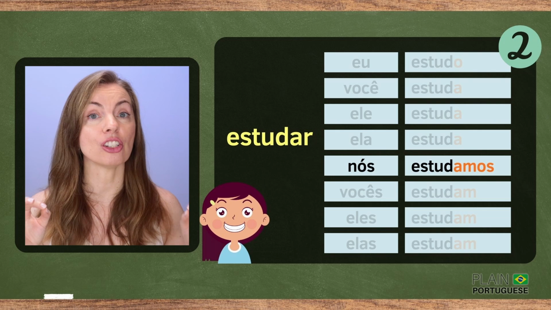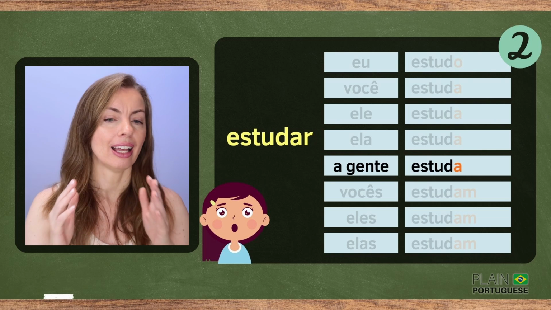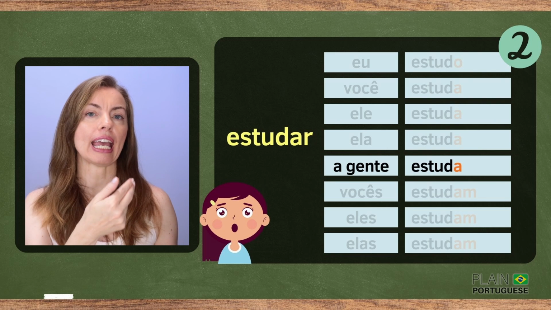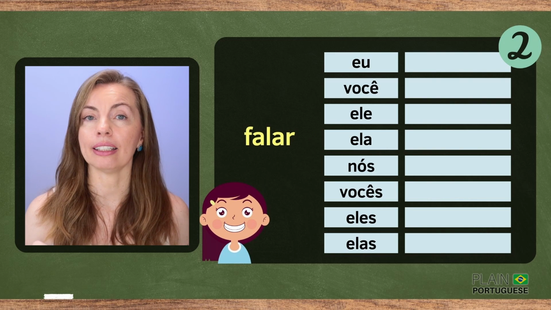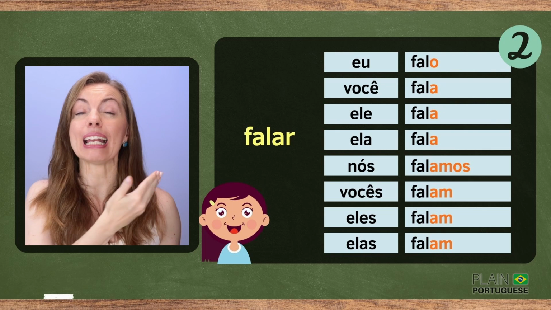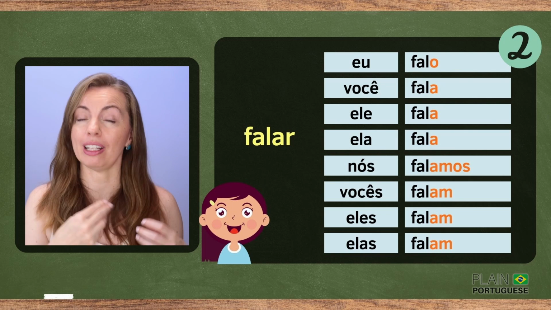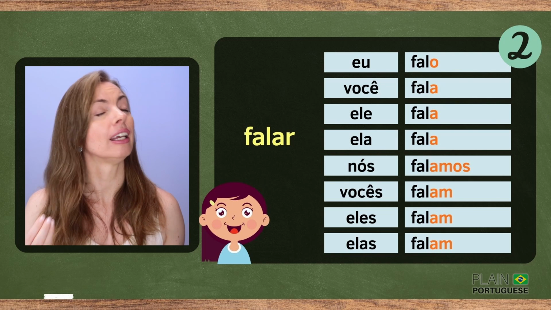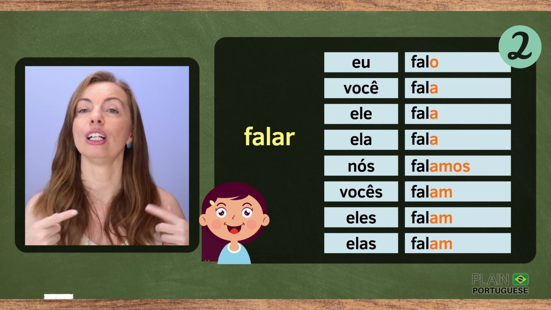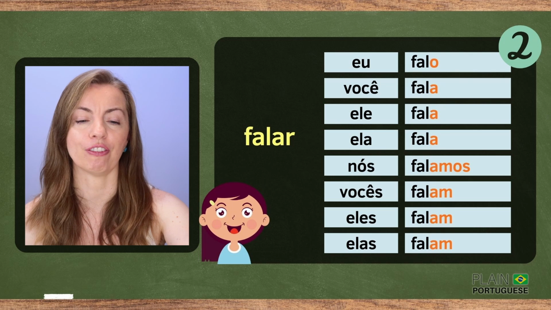If you want to use a gente instead of nós, say a gente estuda. A gente will always take the same conjugation of você, ele, ela. Another AR ending verb. Falar, to speak. Drop the final AR and add the same endings you added when you conjugated estudar. Yes, because these verbs, both of them, have regular conjugations. Eu falo, você fala, ele fala, ela fala, nós falamos, vocês falam, eles falam, elas falam.